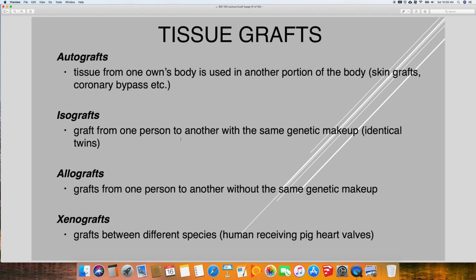So we talked about different types of grafts or transplants. An autograft is when tissue from your own body is used for another portion of the body, like a skin graft or a bypass surgery for the heart. Isografts are taken from one person of the same genetic makeup, so an identical twin. So you got a graft from an identical twin. An allograft is a graft from another person, but they are not genetically identical. So this would be your typical graft or transplant from a donor. And then a xenograft is a graft from another species. So for example, if a human was receiving a heart valve from a pig, that would be a xenograft.